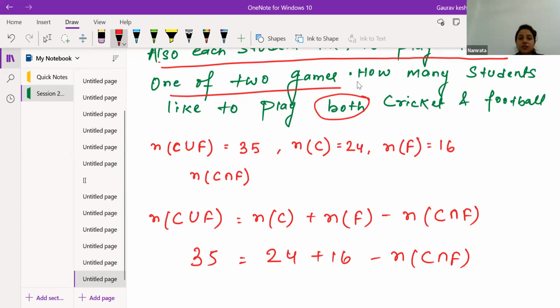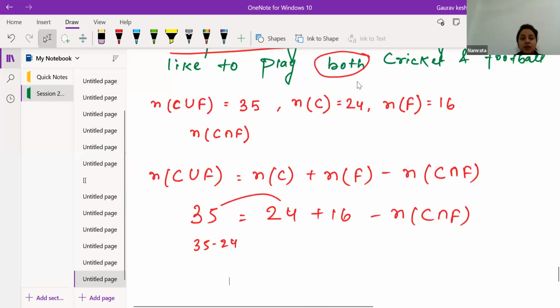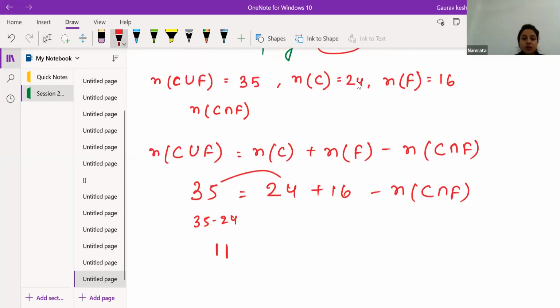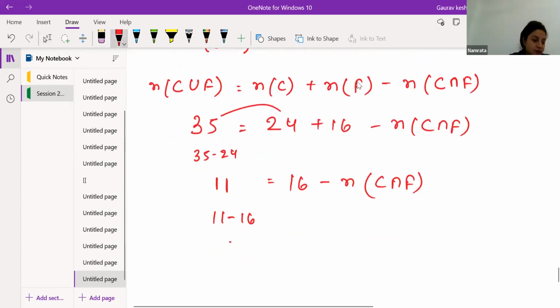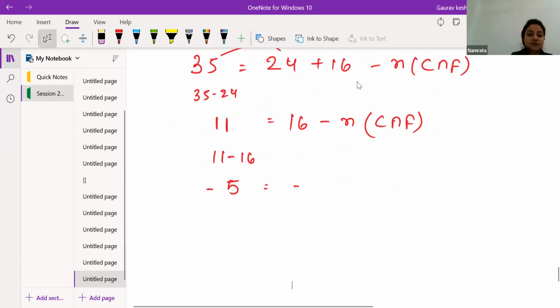If we send this 24 to the other side, it will be 35 minus 24, that is 11. Here we still have 16, and here C intersection F. Now this 16 will also go over there, so 11 minus 16 will be 5 only. Total 5 players are there. Here we will get negative 5, here also negative is there. Negative, negative will cancel out each other. Yeah, that's correct.